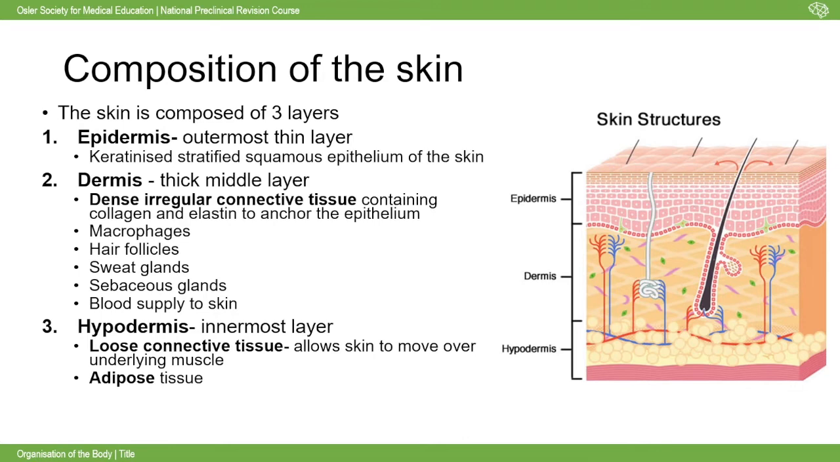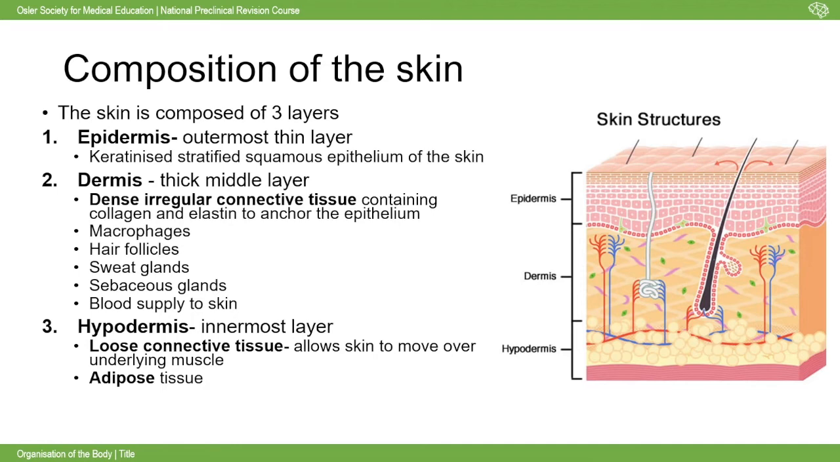So then we have our dermis, which is a thick middle layer of dense irregular connective tissue. This contains collagen and elastin to anchor the epithelium. And you can see the slight undulation here. You'll see it a little bit clearer when we move on to the next slide. But there are these things called rete ridges, which sort of act as another way to prevent friction sloughing off your entire epidermal layer.